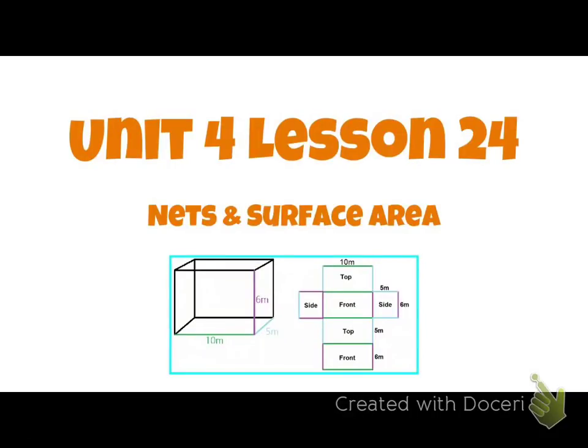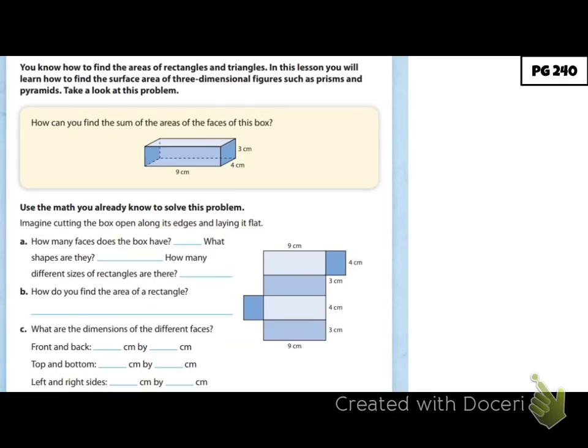Hi guys, today we're moving on to Unit 4, Lesson 24, and we're going to talk about nets and surface area. When I'm talking about nets, I'm talking about what they're showing here, how you take a three-dimensional shape and you lay it out so that you can see all the different sides. So let's move on and learn a little bit more about this.